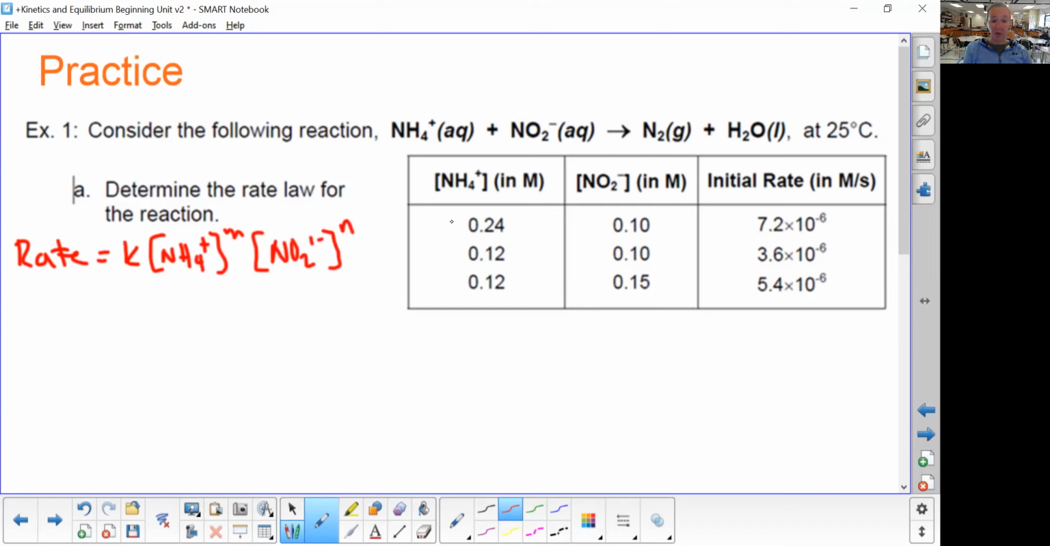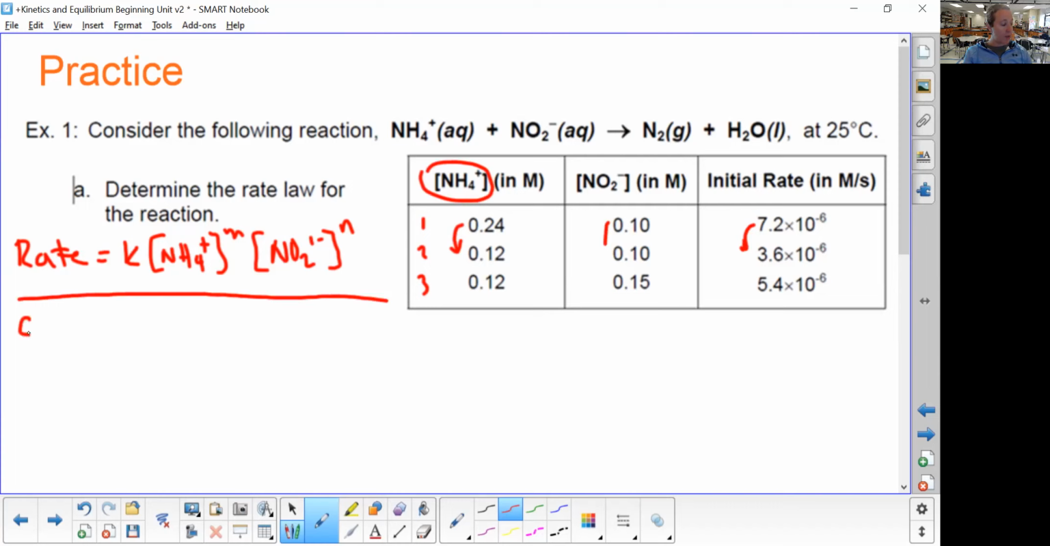So you usually just start with the first 2 and see what changes. So we've got experiment 1, 2, and 3. From experiment 1 to 2, we're decreasing the concentration, cutting it in half, but this one is remaining the same. So we can actually look at and determine how the ammonium ion affects the rate. So let's set that up.